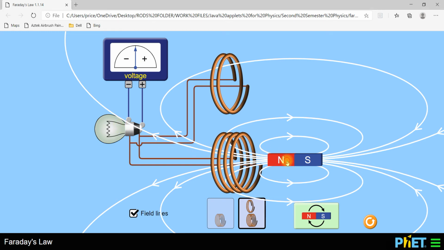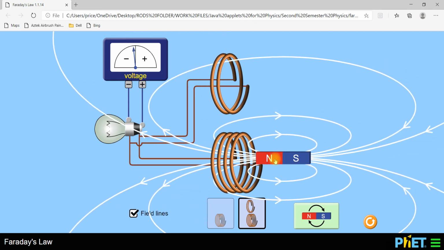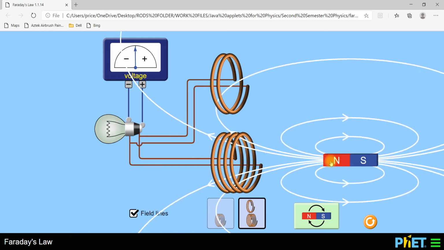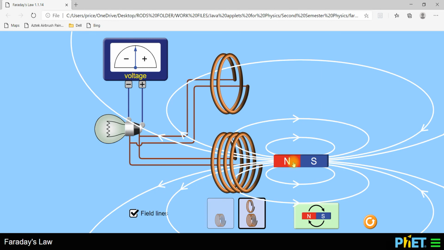Now, if I take the magnet and move it away from the coil, you notice that the bulb went on a little bit. If I move it towards the coil and then away, towards, away, and so forth. What this simulation is demonstrating is that anytime you are changing the magnetic flux through this coil, we are inducing a voltage in the circuit.